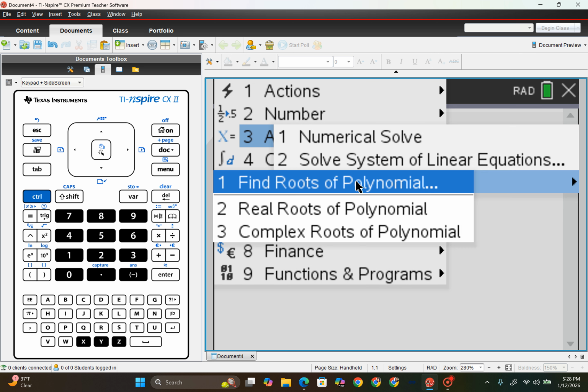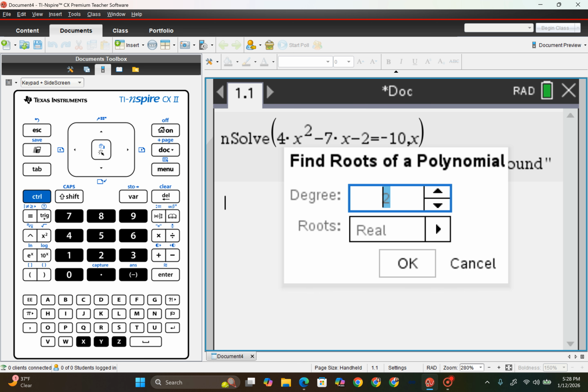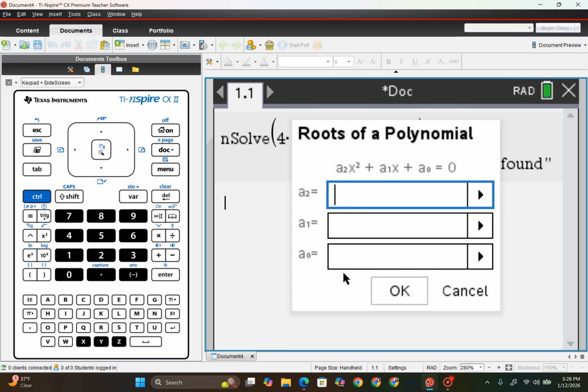So polynomial tools, you see where it says find roots of polynomial? Let's do that. So the degree of this is squared, so 4x squared, so we're going to leave the degree as 2. That's our highest exponent. And I'm going to change this from real to complex. So now it's asking me what is the a, the b, and the c.